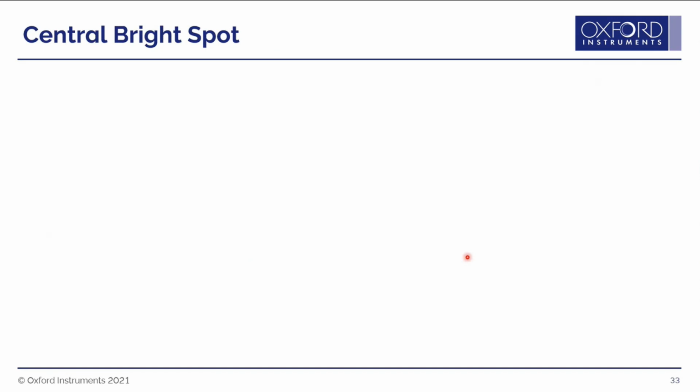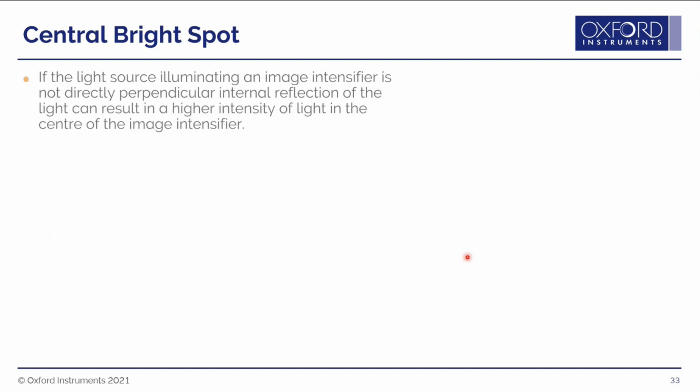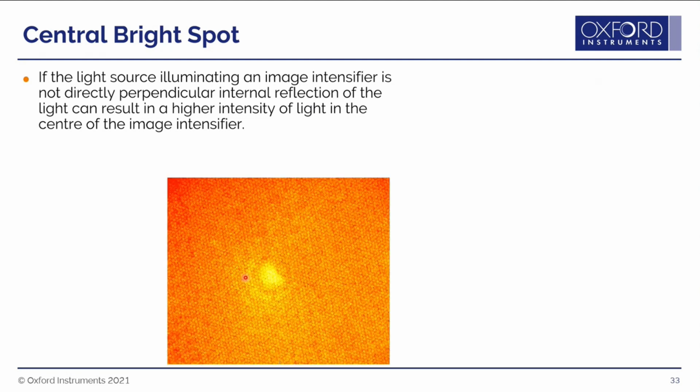Now, one thing that you can get in intensifiers as well is a central bright spot. This is typically some kind of defect within the intensifier manufacturer's process. You see the central bright spot if you're observing an image of something and your intensifier isn't perfectly perpendicular. What you get is some internal reflection of light within the intensifier, and so this can result in higher intensity of light within the center of the image intensifier.